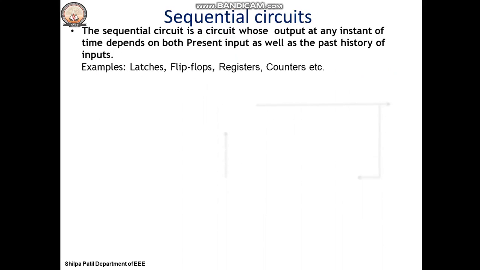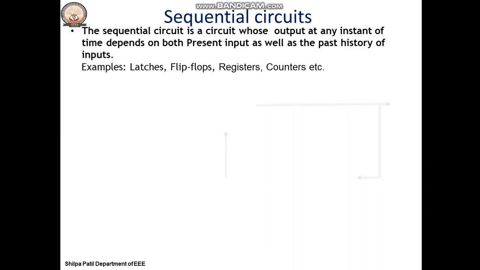Whereas a sequential circuit is a circuit whose output at any instant of time depends upon the present input as well as a past history of the inputs. The examples for the sequential circuits are latches, flip-flops, registers, counters, etc. So these are the examples for the sequential circuits.